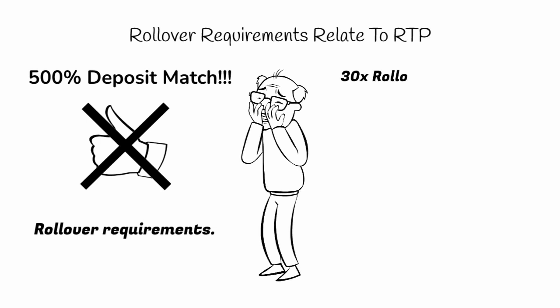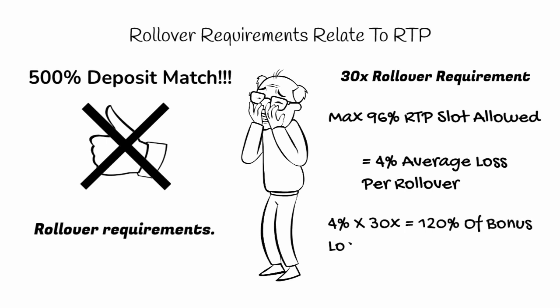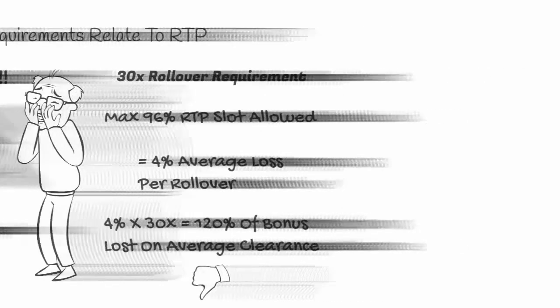So let's say that the casino has a 30x rollover requirement, and they ban the use of any machine with an RTP above 96% for bonus clearance. That means the average player will lose 4% of their bonus every time they wager it, and they're forced to wager it 30 times for a total loss of 120%. In other words, the process will actually eat into the deposit amount for most players.